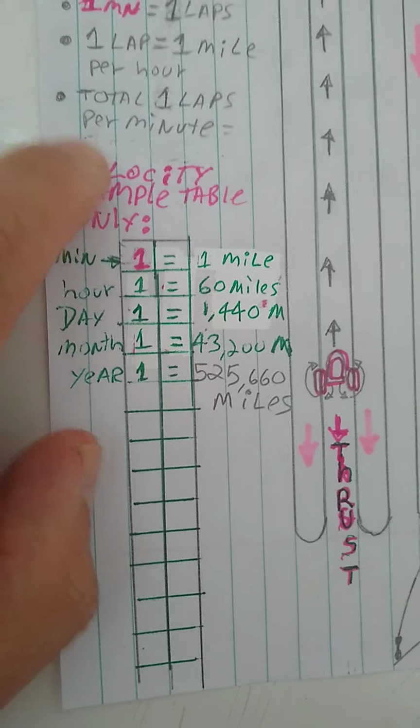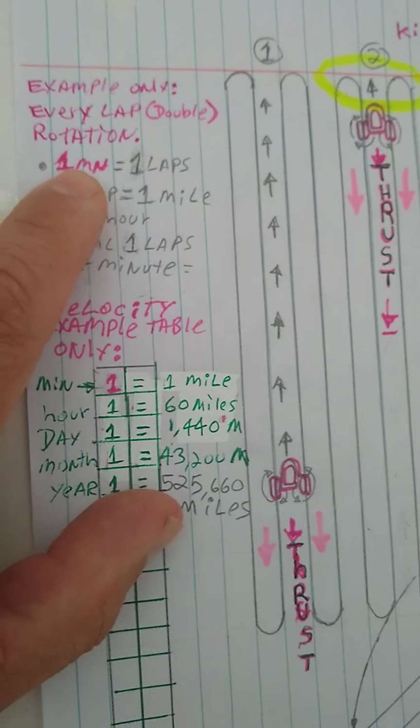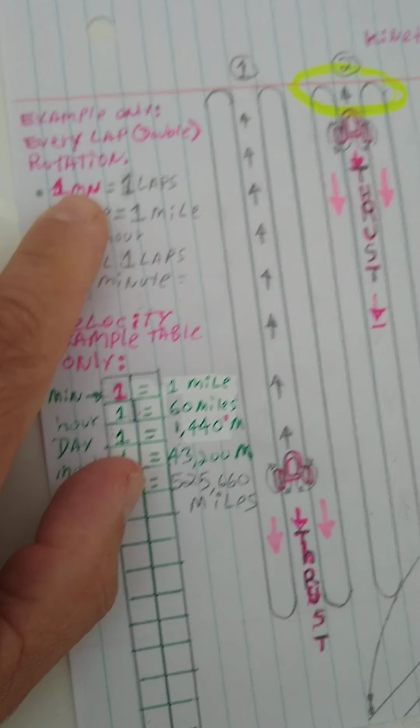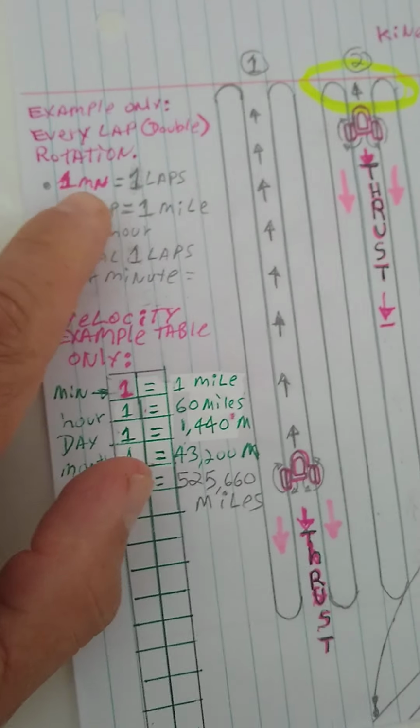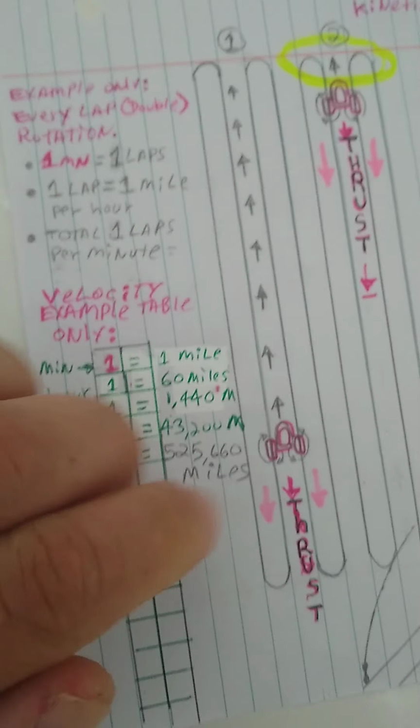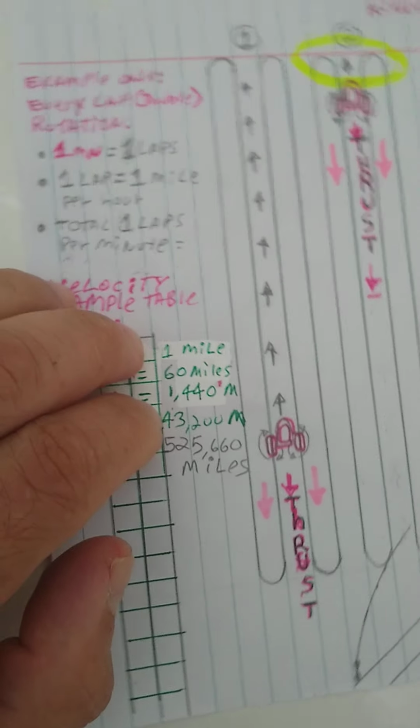If you have rotations, in this case I only have 1 lap per minute, but let's say you had 6 laps per minute, and there'll be higher velocity. So you wouldn't have 525,660 miles. You will multiply that by 6. So that's what I'm trying to say is the faster rotation of every double loop lap. In this case, I'm only adding 1 minute per lap, but let's say 1 minute per 6 laps. That adds faster velocity.